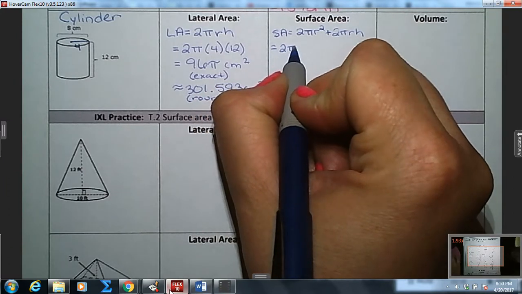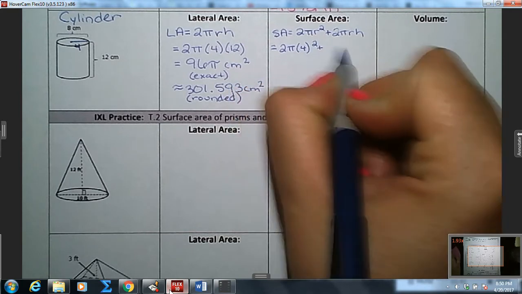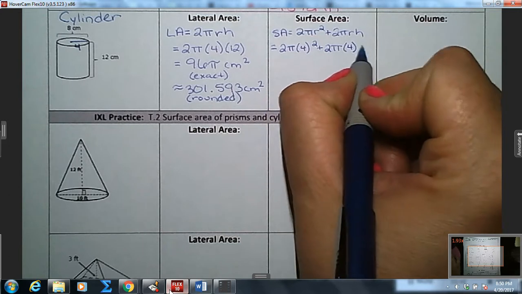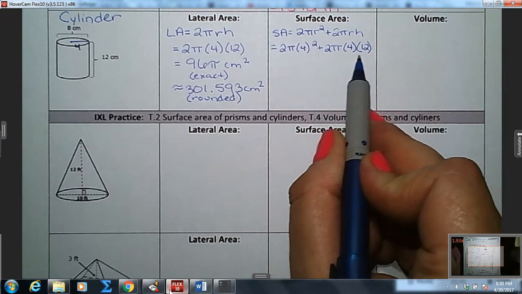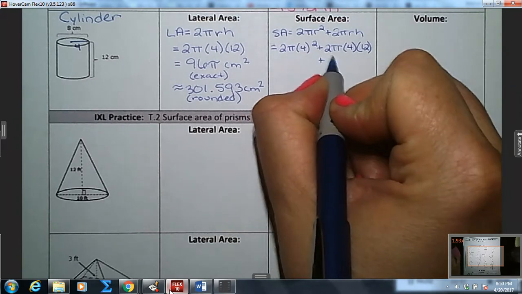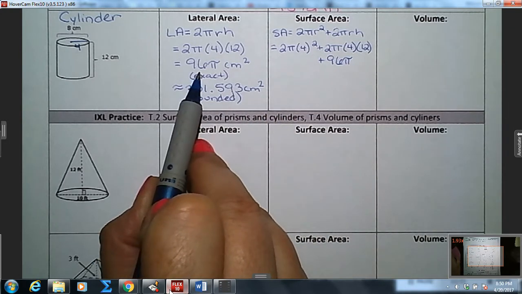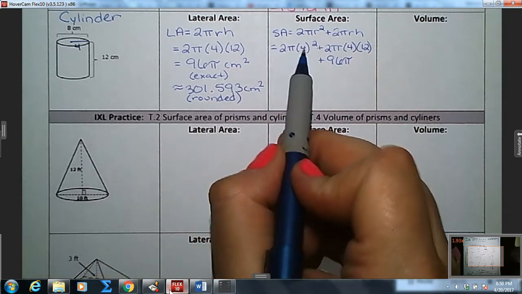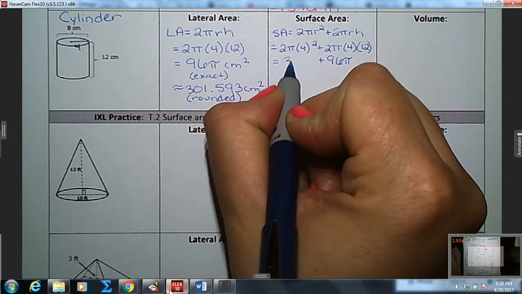2 times pi times the radius, which is 4, squared, plus 2 times pi times the radius, which is 4, times 12. Again, we already know what this is. This part back here is 96 pi. We found it in the lateral area calculation. I'm going to work on this upper end. 4 squared is 16, and 16 times 2 is 32. I don't even need my calculator for that.